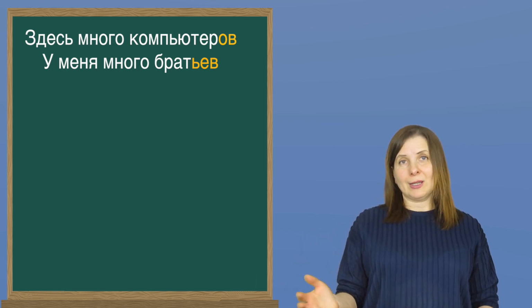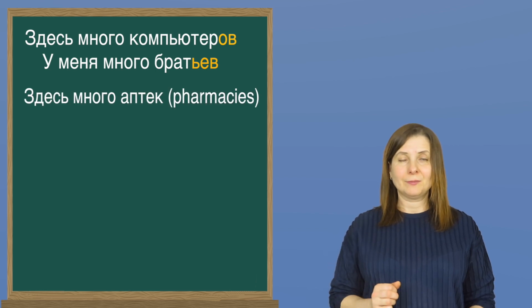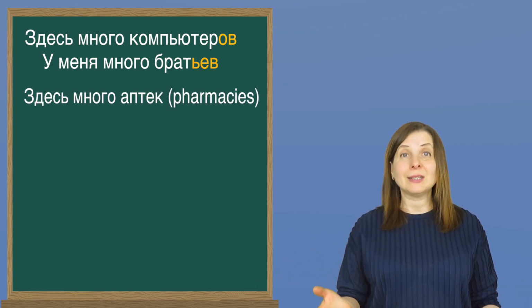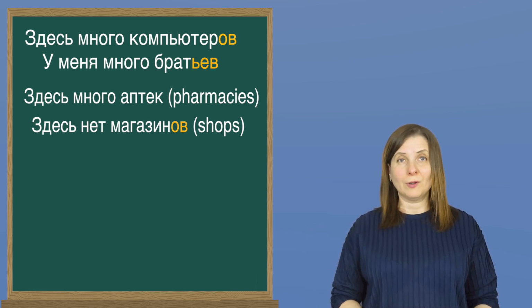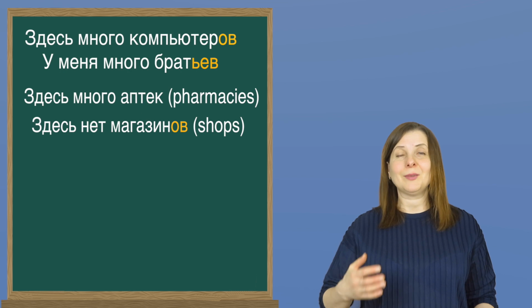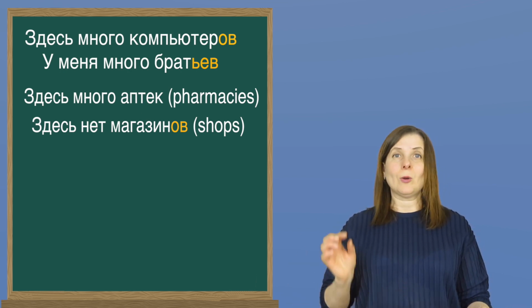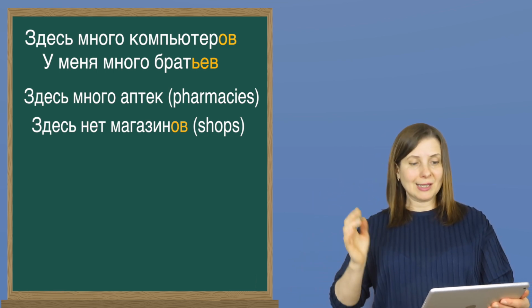Аптека, pharmacy. Здесь много аптек. There are many pharmacies here. But there are no shops here. Здесь нет магазинов. Магазин again, masculine, so we have the ending ов. Здесь нет магазинов, но здесь много аптек. Well, so, and let's memorize these exceptions.